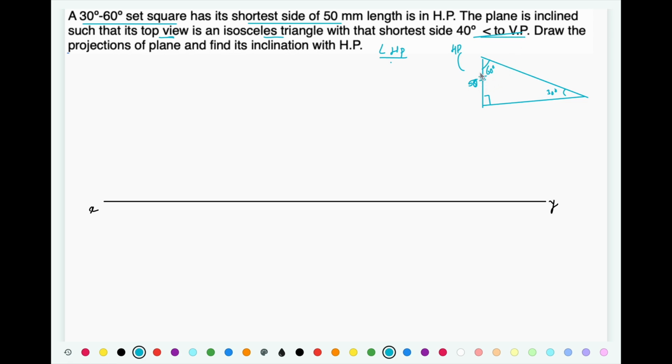Okay, so we get to know that it is resting on shorter side in HP and surface is inclined to HP. So to draw basic view, we are going to make it parallel to HP. So in HP we are going to get its basic view, that is going to be a top view. So solution is going to start from the top view. The shortest side, which is our resting reference, that shortest side we are going to keep at the left.